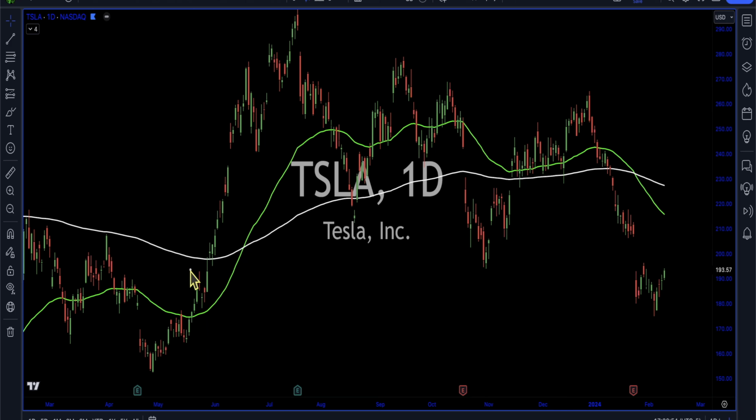And one thing that I look at is how close is the 200-day moving average with the 50-day. If they're not far apart, then that is another sign for me that it is bullish.